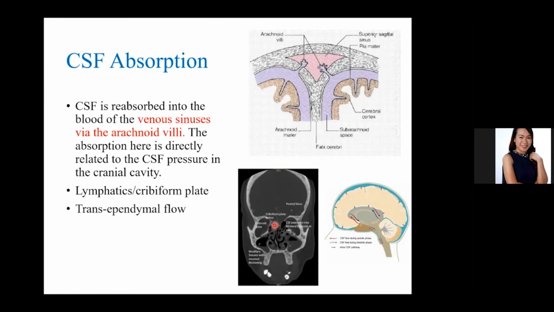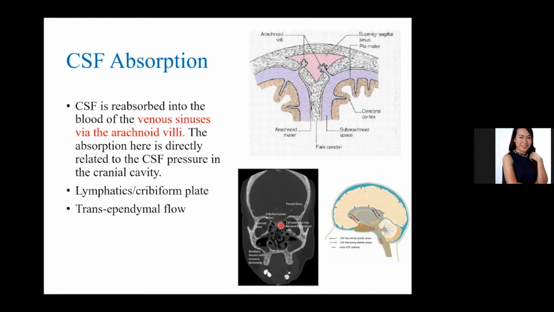I want to emphasize that your cribriform plate is part of your ethmoid bone. If you have discussed the anatomy of the head and the bones of the skull, you will have discussed the cribriform plate.